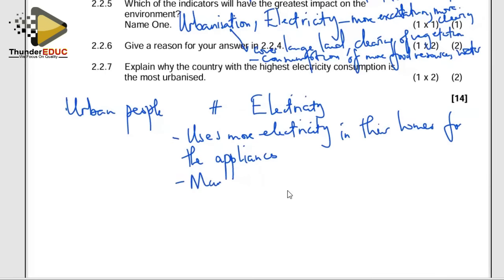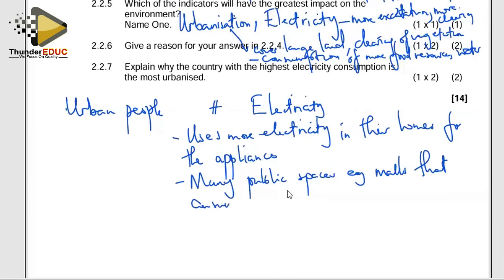Also, we can talk about many people in urban areas. There's also need for many public spaces, e.g. malls that also consume electricity. Or we can talk of street lights. If we have more people in an urban area, it means the urban area will expand. It will become very big. And it also means that the cost of electricity is going to increase because we need street lighting. There will be many malls. Those malls, they need electricity.